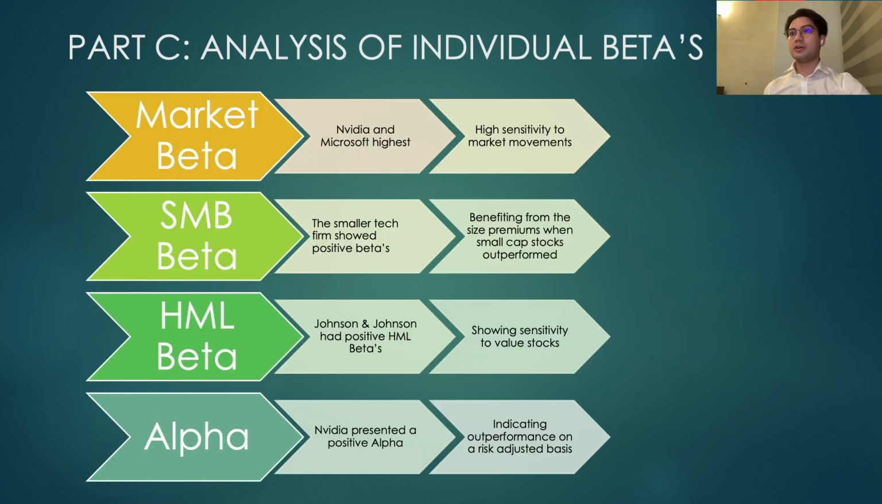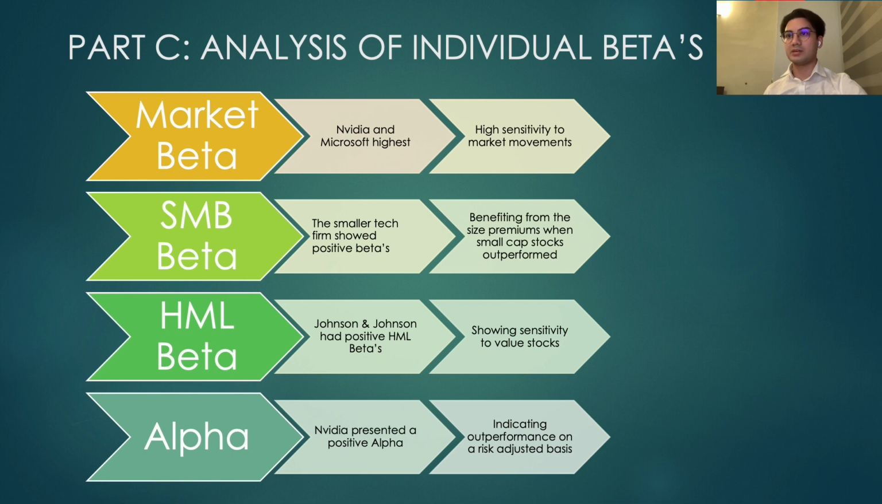In the third part of our analysis, we applied the Fama-French three-factor model to understand the risk and return characteristics of the 12 selected US companies. This model includes the market return, SMB, and the HML factors. We regress the excess returns of each stock against the market, SMB, and HML factors to obtain the three beta coefficients. Market beta, which explains the sensitivity to the overall market returns.